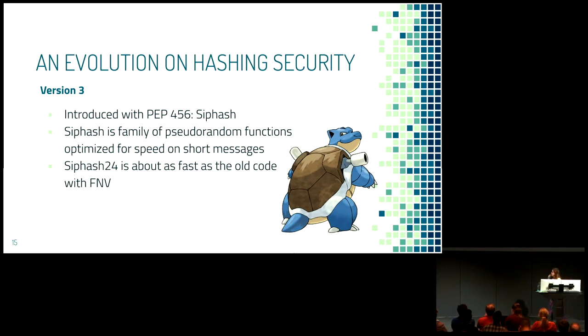It also created some performance issues because this was considerably worse than the first version. So we got to the one we have today. This was introduced in PEP 456, which introduced a family of cryptographic functions that we could use to replace FNV. The analysis compared them and said, OK, SipHash is going to be the one we will be using now, and this will solve the problem at the bottom of it, and also improve the performance we had in version 2.